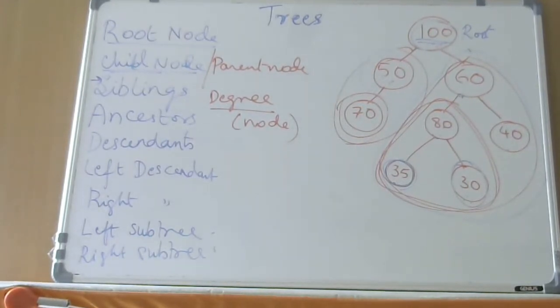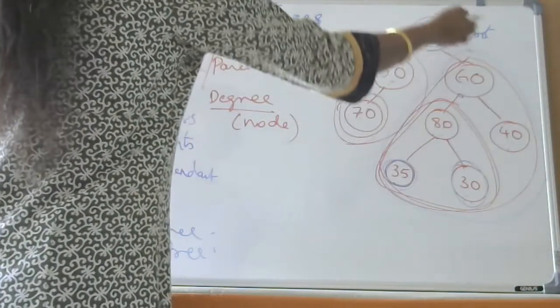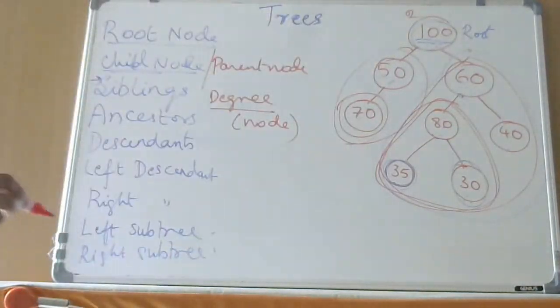Node 100 has 2 subtrees, correct? This is one subtree, this is another subtree, right and left, both. So the degree of 100 is 2. Like that we can do.